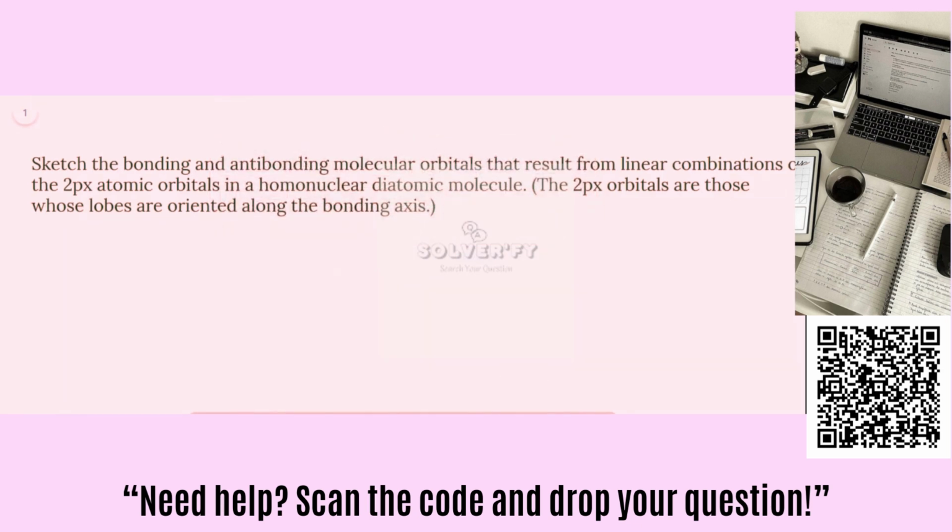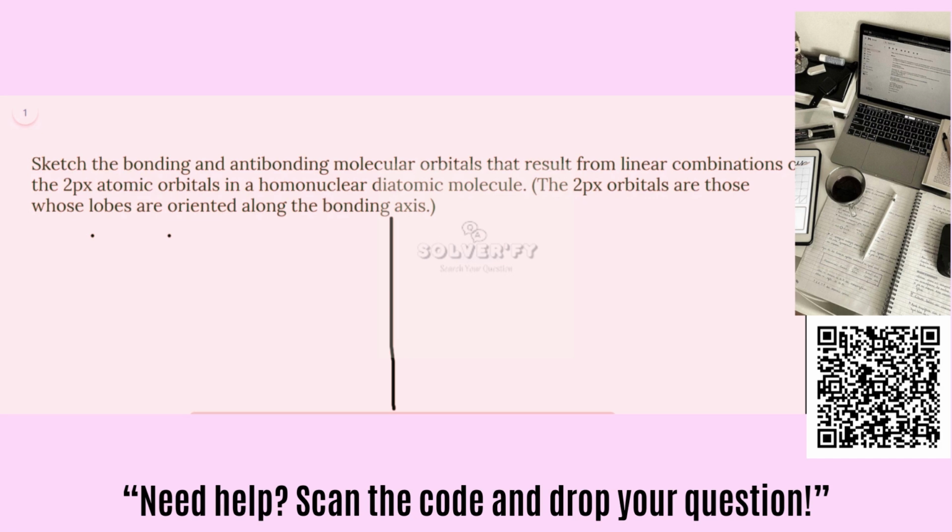All right, so first of all, in order to answer this question, we need to look at two px atomic orbitals, and then we're going to be kind of blending them together. So we've got two cases. I'm going to just separate them out here. This one on the left is going to be for bonding, and the one on the right is going to be for antibonding. So first of all, what are two px atomic orbitals going to look like?